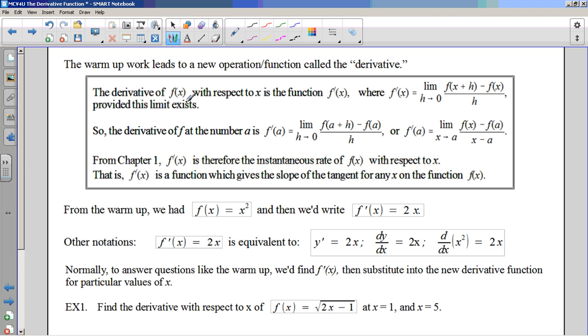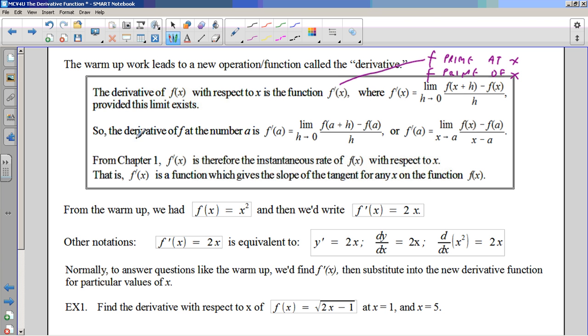So here we go. The derivative of f at x with respect to x is the function f prime at x. Or we can say f prime of x, just like f of x or f at x. Those two things mean the same thing, where f prime at x is equal to that IROC definition, that IROC formula that we're used to, except instead of an a, we have good old x. It makes it a new function, not an expression that we evaluate.